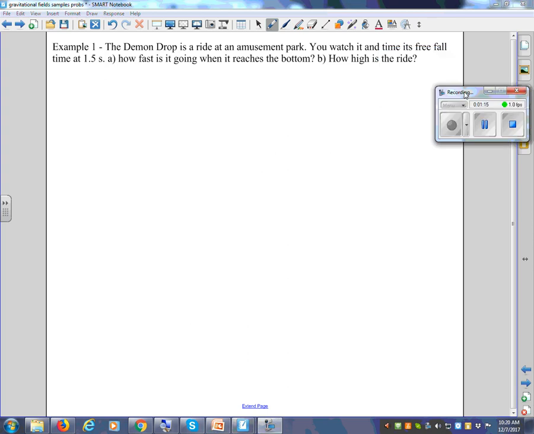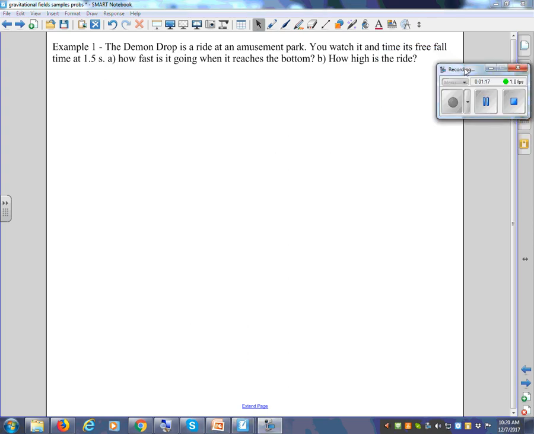So let's just jump right in here. The demon drop is a ride at an amusement park. You watch it and you time its free fall time at 1.5 seconds. So being the physics nerd that you are, you stand there at the fair and you get out your phone and you time how long it takes for the thing to fall. Who else has ever done that? I actually did it once. I wanted to know how tall it was.